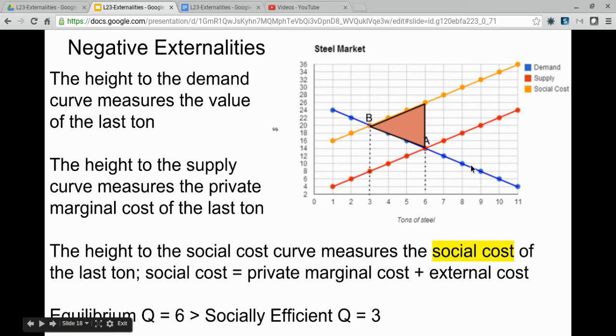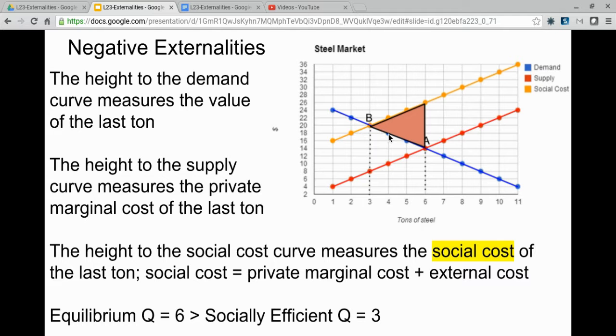The height of this blue demand curve measures the value of the last ton of steel produced. We measure the value of the last ton by the highest price someone is willing to pay for it. After all, a rational consumer would pay $18 for a ton of steel if the value was greater than 18, but would not pay 18 if the value was less than 18. Since the height of the demand curve is the highest price someone is willing to pay for the last ton, the height also equals the value of the last ton.